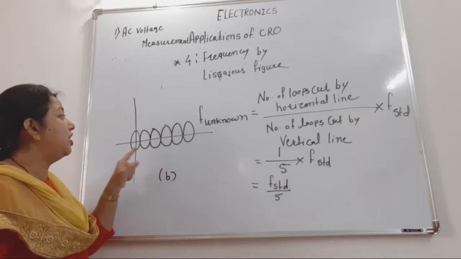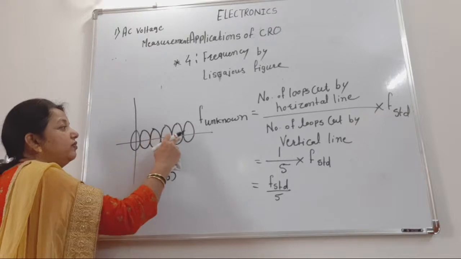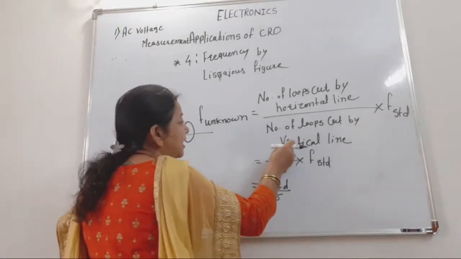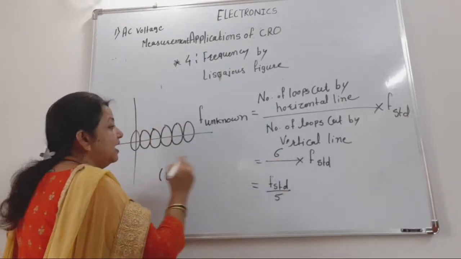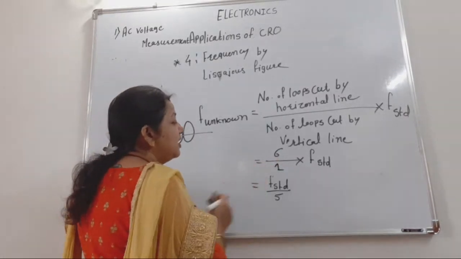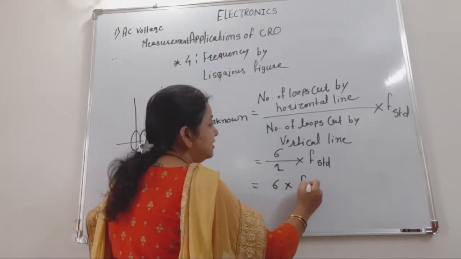Number of loops cut by the horizontal line. How many loops are cut by the horizontal line? 1, 2, 3, 4, 5, 6. So here you have to write 6. And the number of loops cut by the vertical line is only 1. Therefore, our answer is 6 multiplied by f standard.